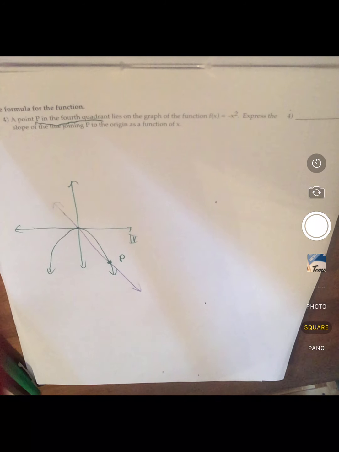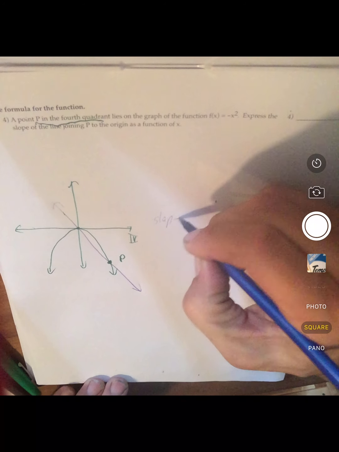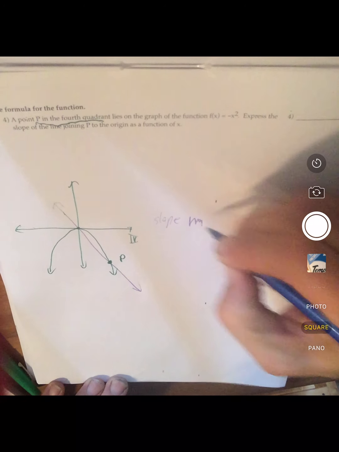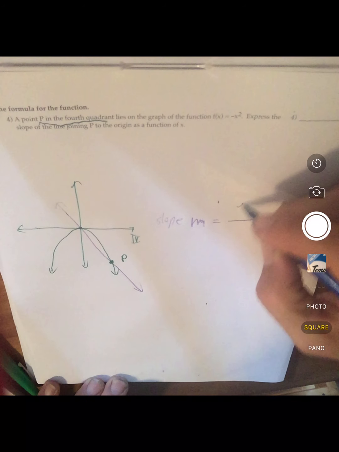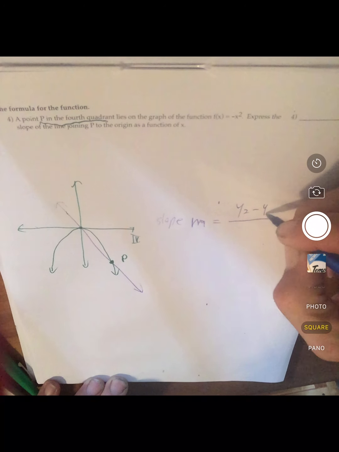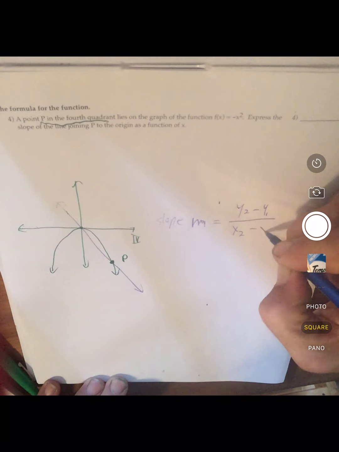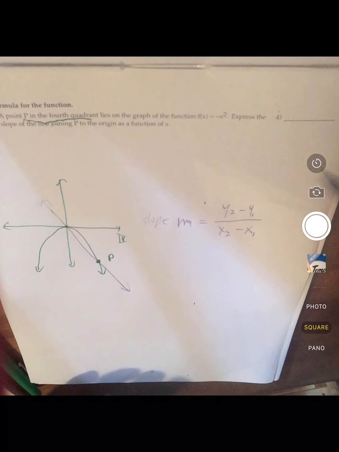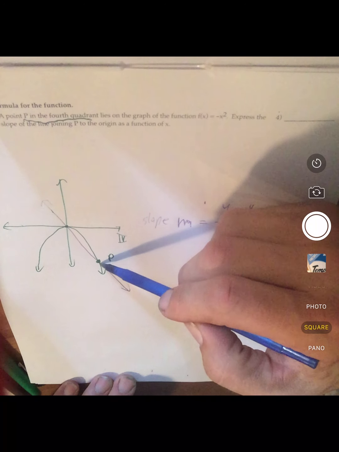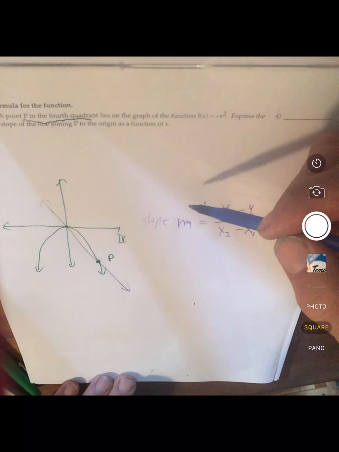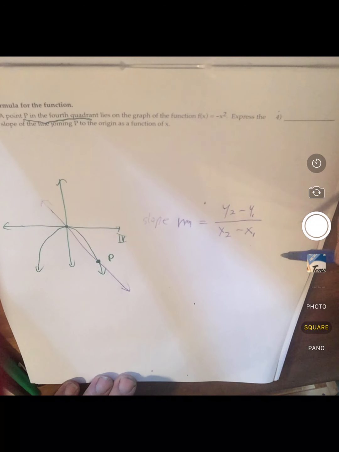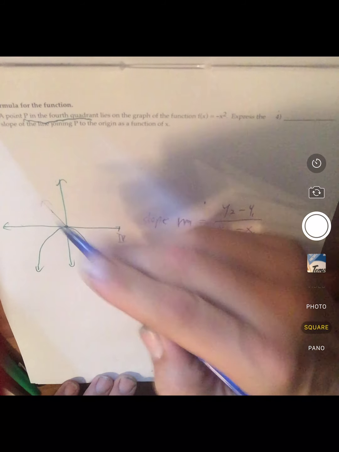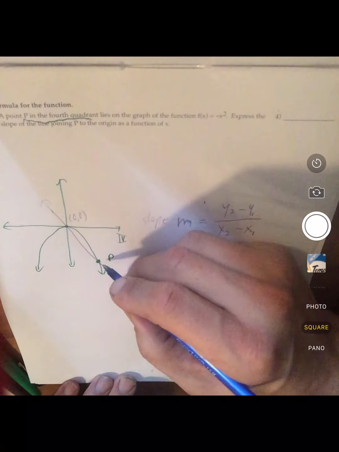Now, slope of the line. Good old-fashioned algebra formula for that. M equals y2 minus y1 over x2 minus x1. We're going to put that a little bit more into calculus language here. We do have 2 points. So we do have an x1, y1, x2, y2. We don't have numbers for this one. We do have numbers for this one. This is the origin. We don't have numbers for this one.